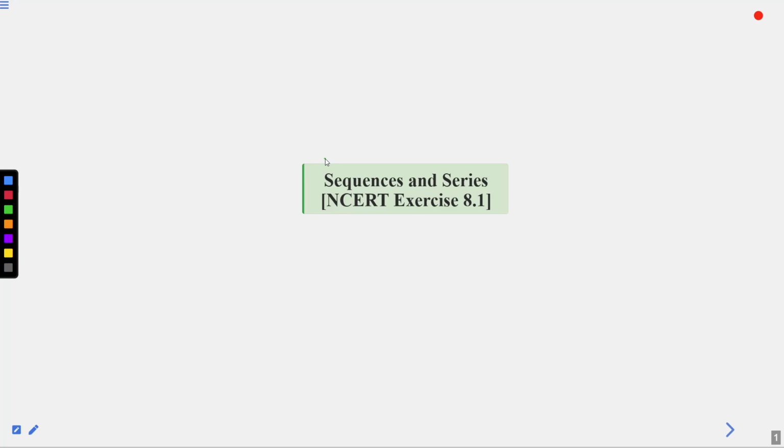Hello students, today we are going to see NCERT exercise 8.1 of sequences and series.